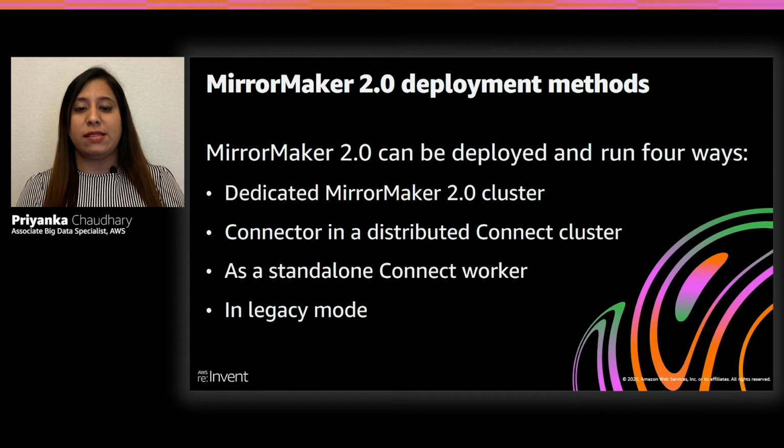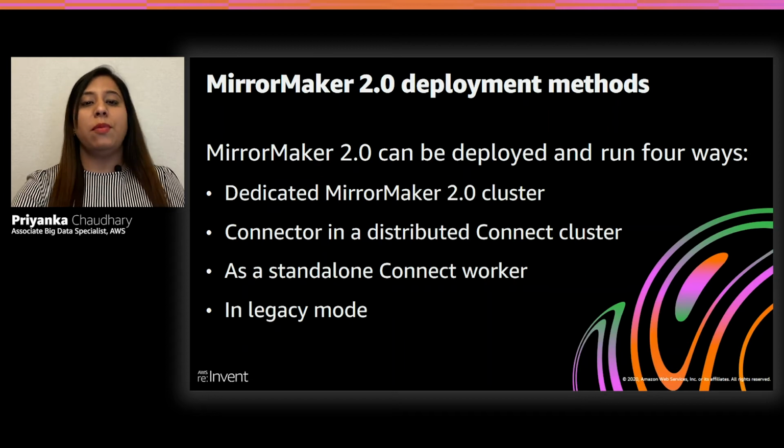Number four, legacy mode. If you have a MirrorMaker which is being deprecated, you can update those shell scripts and use them with MirrorMaker 2.0. So those are the four deployment methods which you can utilize to deploy MirrorMaker 2.0.